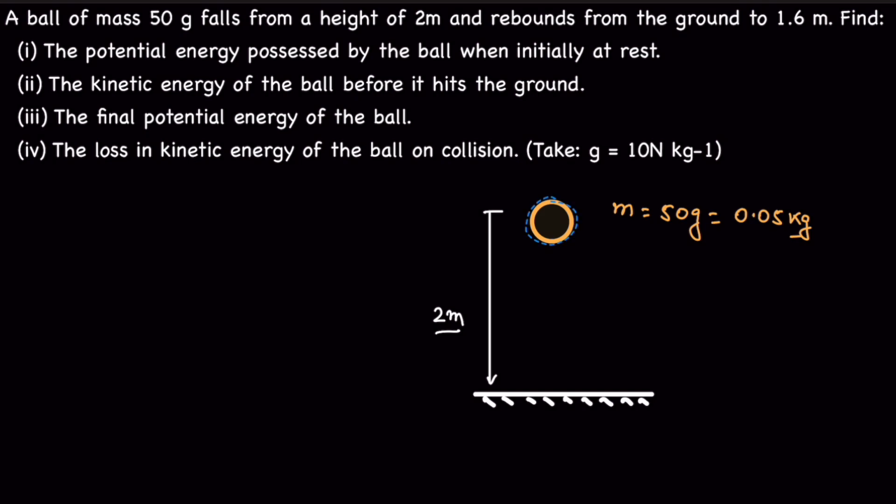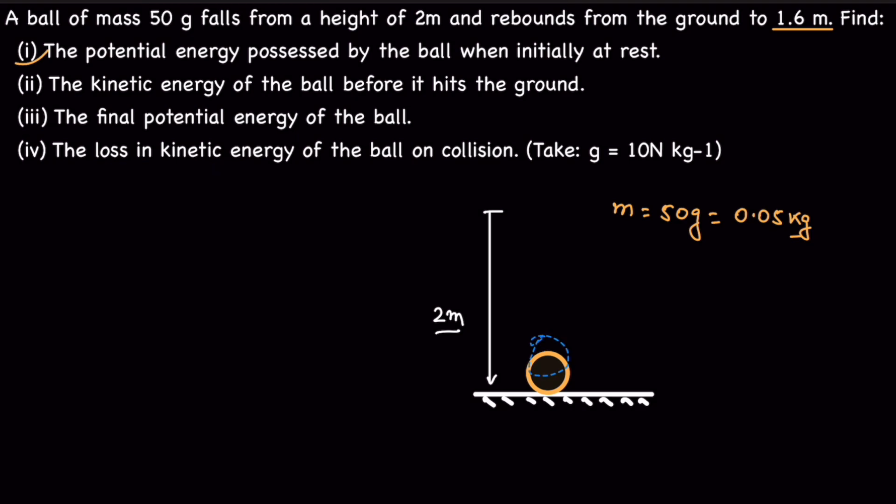Now what happened? This ball started falling down, touches the surface, and after touching the surface, it rebounds. But when it rebounds, the height is changing. So the new height will become 1.6 meter. So if we solve the first question, find the potential energy possessed by the ball when initially at rest.